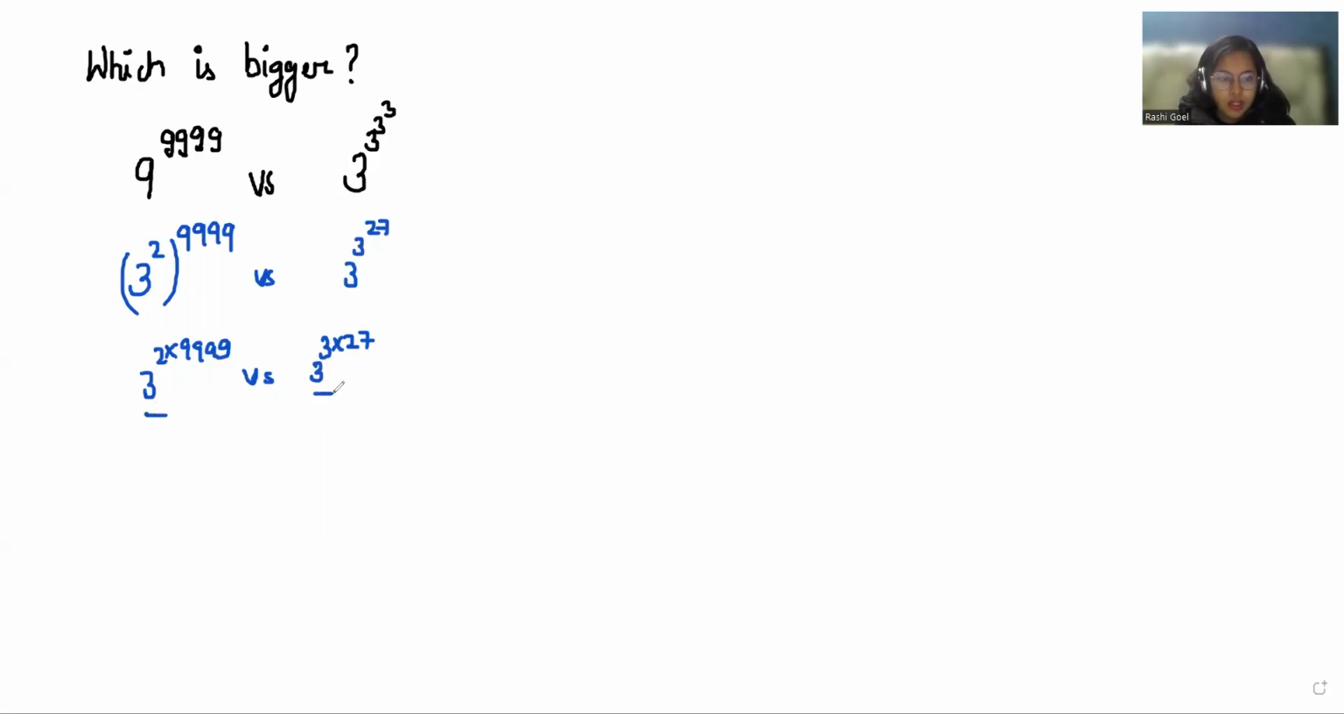Now both bases are the same, so we can compare their powers. So 2 times 9999 compared with 3 times 27. So we can write it as 2 times 9 times 1 with 3 times 3 power 27.